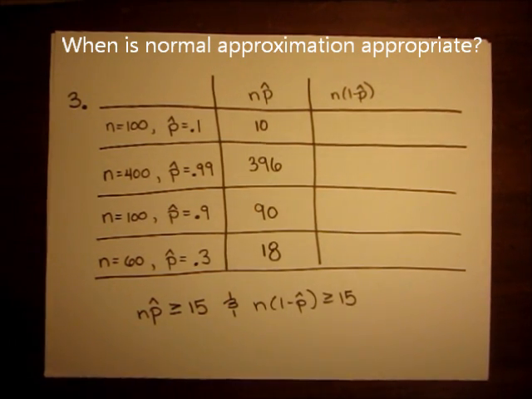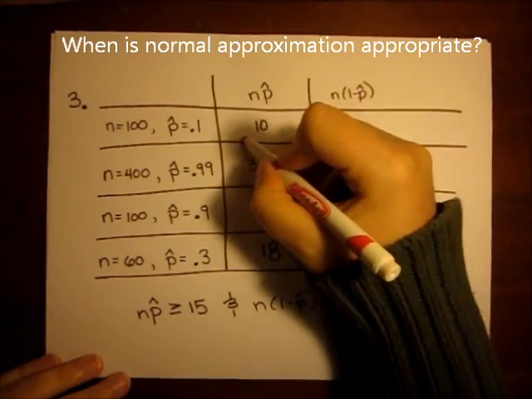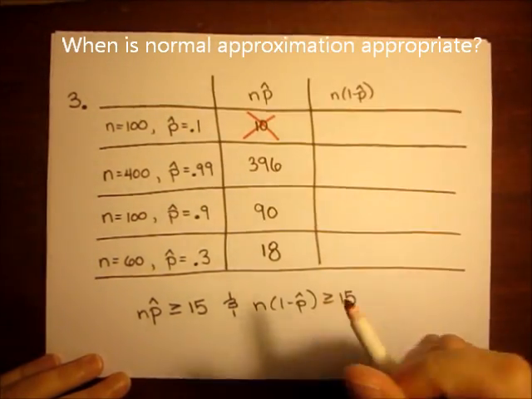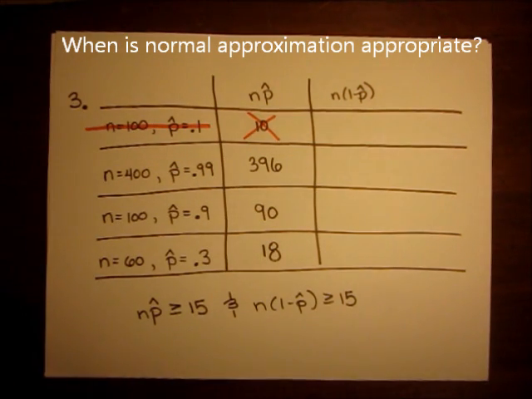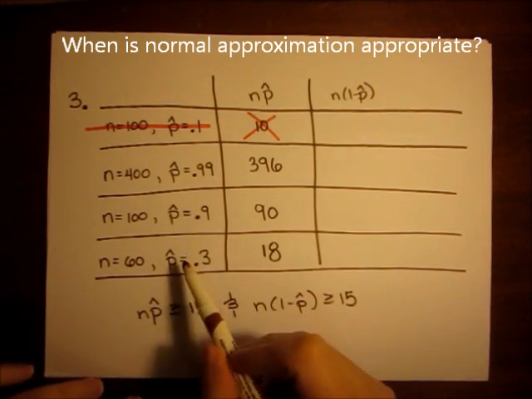Okay, so I see one of these 4 already gives me a problem, since I need both n times p hat and n times 1 minus p hat bigger than or equal to 15. And the first one violates that already, so I know the first one is definitely not the answer. Okay, so now I have to do n times 1 minus p hat to see which of these 3 cases works.